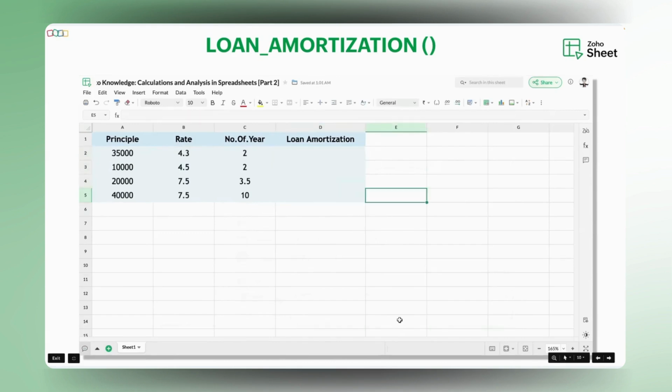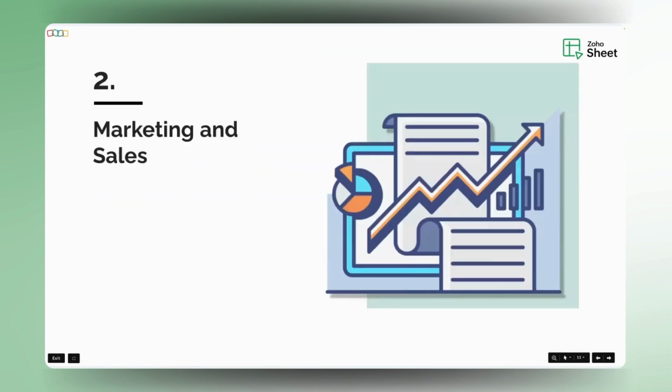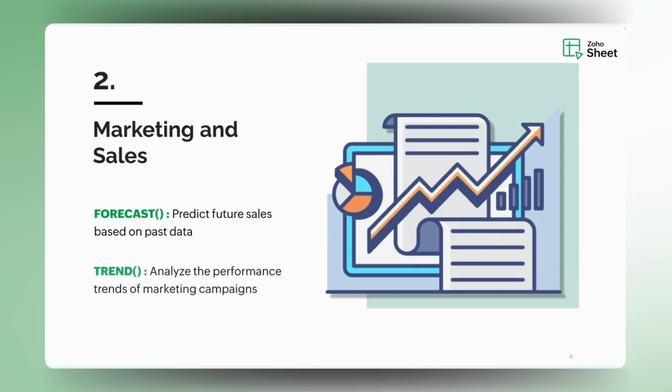So now that we have covered some of the finance related functions, now let's switch gears and talk about how marketing and the sales team can leverage ZoSheet. So in part 1 of this webinar, we discussed how the forecast function predicts future value based on linear regression. Then we saw the trend function helps with predicting future trends using an ideal straight line through the data.